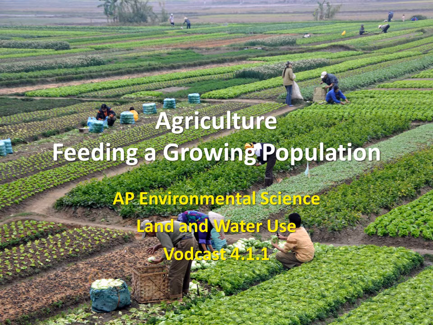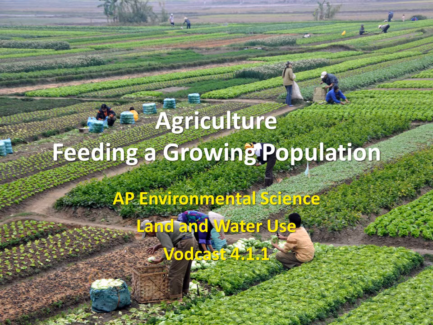Okay, this presentation comes from the Land and Water Use Standard in AP Environmental Science, which is standard number 4. It's approximately 10 to 15% of the AP Environmental Science test. We're starting with the section of land and water use that is titled Agriculture.